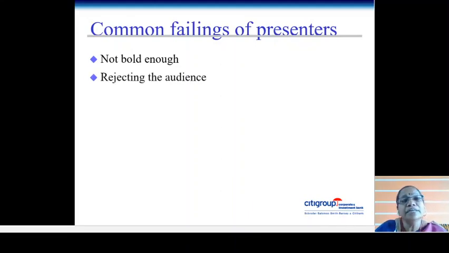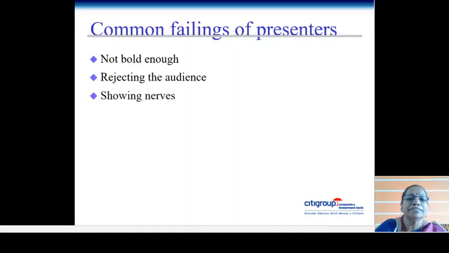Second thing is rejecting the audience. First of all, you have to think about the audience and what type of audience is there, and you have to prepare for the queries. You have to prepare whatever may come up in the presentation. In between, sometimes someone may ask you a question, so you should not get irritated and you should think about the audience. You should not reject the audience. Rejecting the audience is also a common failing of a presenter.